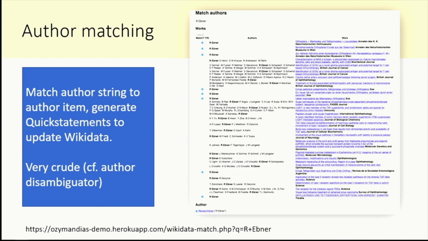And lastly, this is another tool. One of the great challenges, as we've already discussed, is authors. We have so many authors represented by simple text strings. How do we link those to actual people? This again is another quick and dirty tool for doing that.